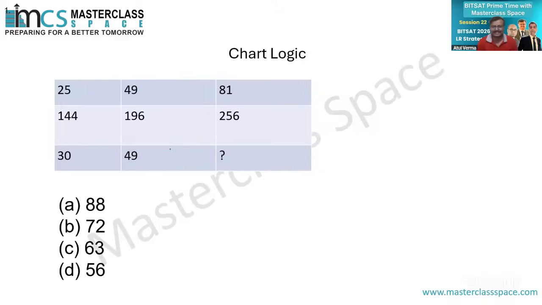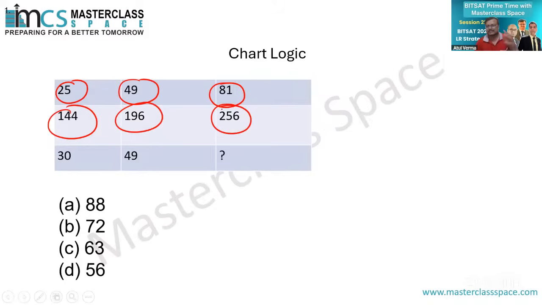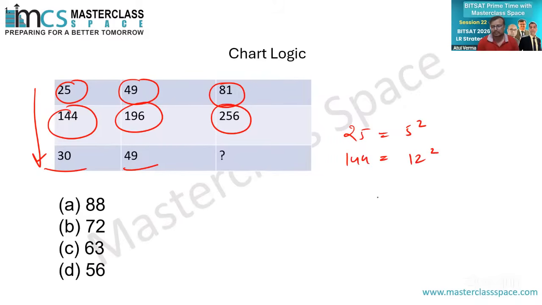Why I'm saying they are nice numbers? Because if you look at most of the numbers, like all these numbers, they seem to be perfect squares. Okay. And these two do not seem to be perfect squares. So that gives you some hint that maybe relation is like in the column. So if you see, we have 25 as 5 square, we have 144 as 12 square. So we have 5 and 12 in one column.